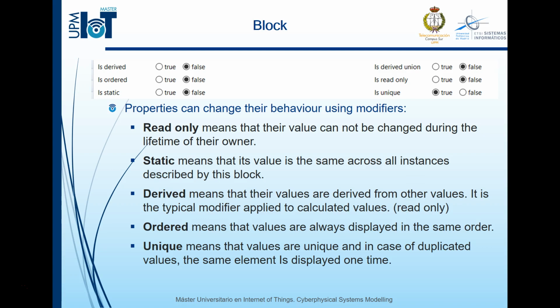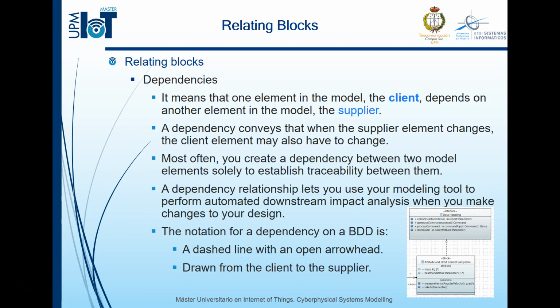Ordered means that values, in case of collections or lists, are always displayed in the same order. And unique means that if you have a collection, for example a property with 10 elements, in case of duplicated values you only display one. If I have the same value several times, we only display one. Okay.